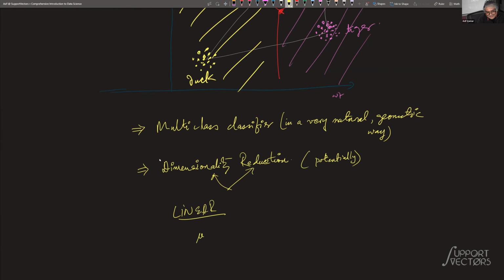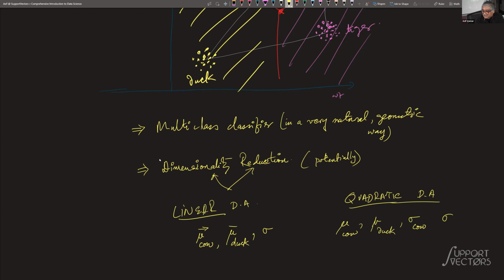What are the parameters? First, you have to have the mu of the cow, the center of the cow's distribution, the center of the duck's distribution, and a common sigma, so 3. In quadratic discriminant analysis, how many parameters do you have? You have mu cow, mu duck, sigma cow, sigma duck.